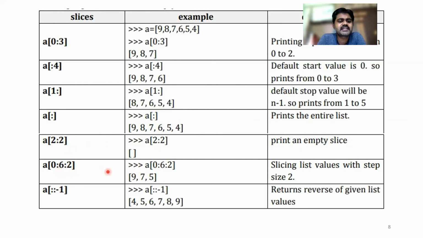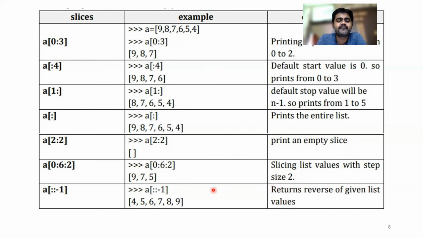So next, a[0:6:2]. Okay, so my start is 0, my stop is 6. That means I should include 0 to 5 and step 2. That means 0 plus 2. First 0, next 0 plus 2, 2, next 2 plus 2, 4. So I will take up to 4. That means 0th index, second index, fourth index. So why is 5 not included? Here I am taking up to 5 elements, so 0 to 4. So at the 0th index I have 9, at the second index I have 7 and at the fourth index I have 5. So 975 is a sublist. Okay. So slicing list values with step size 2.